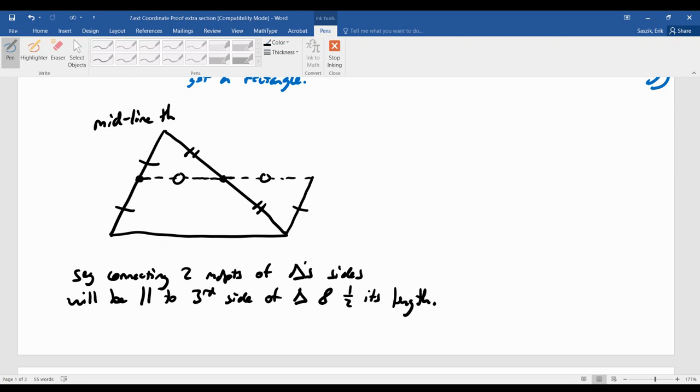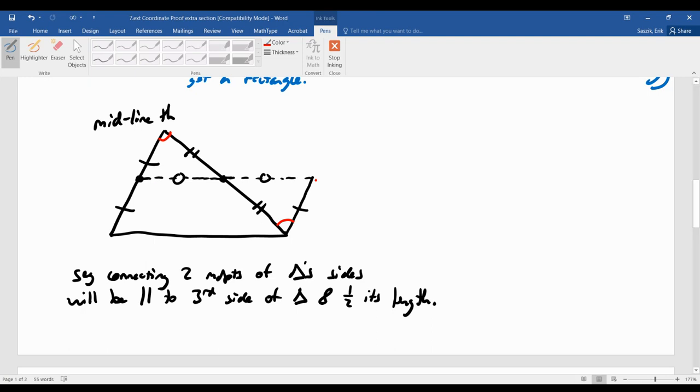Remember, not only do we get this side congruent to this side, but we also have this angle congruent to this angle. And that forces this to be parallel to that, you see? So we have one pair of opposite sides, both congruent and parallel. So this whole thing's a parallelogram.